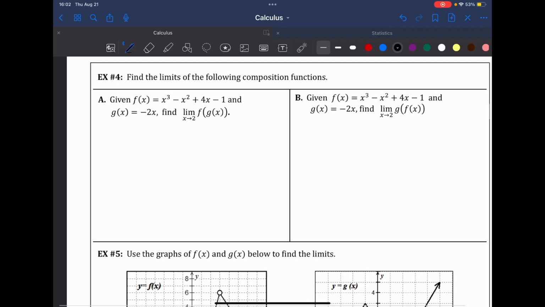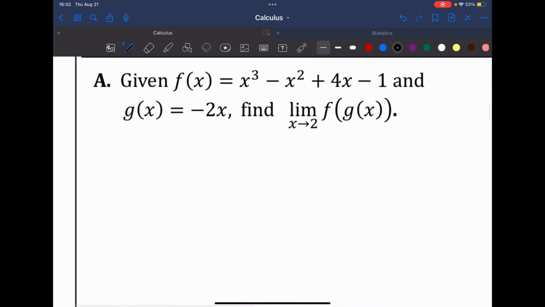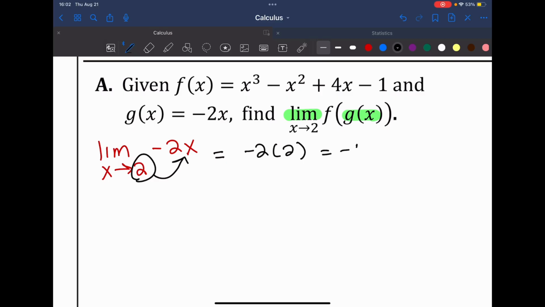So example 4 is looking at composition functions. Remember, with composition functions, we are taking the limit of the inside function and then plugging that into f. So this is the limit as x approaches 2 of g of x, which is negative 2x. What I'm going to do is just plug in this 2 for x. So the limit is negative 2 times 2, which is negative 4.